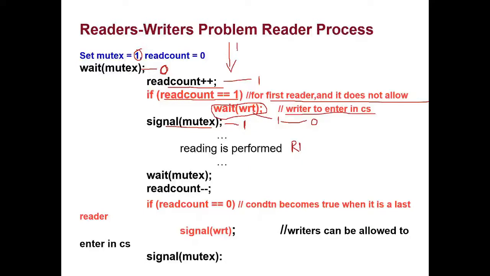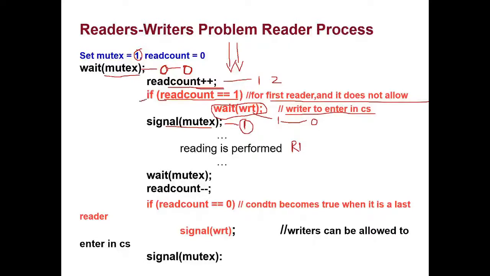Now suppose another reader wants to enter into the critical section. So the reader process executes wait of mutex. The mutex value was 1 here, so from 1 it is going to become 0 now. So the second reader process is going to acquire the lock. It will increment the value of read count. Earlier it was 1, now it is going to be 2. So there are 2 reader processes in the critical section.